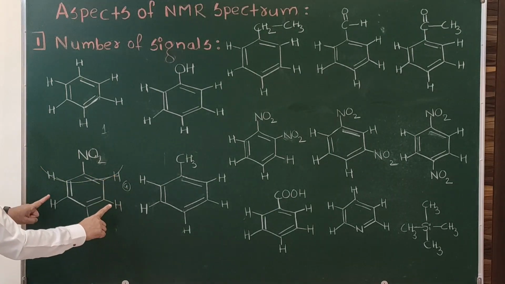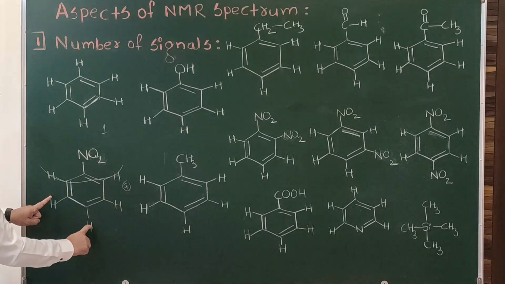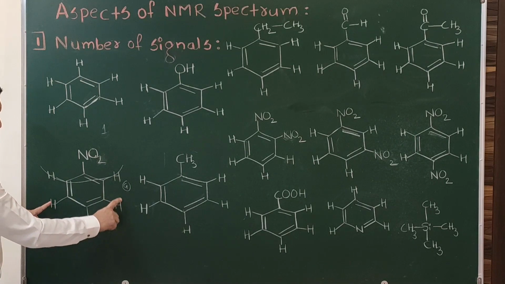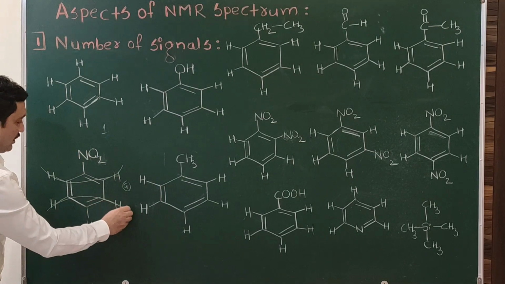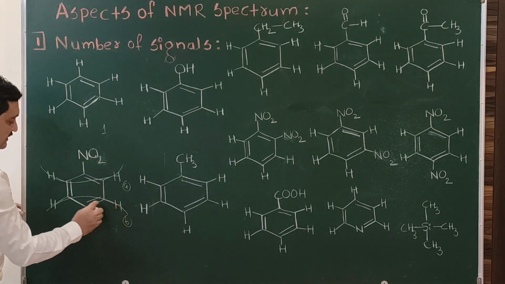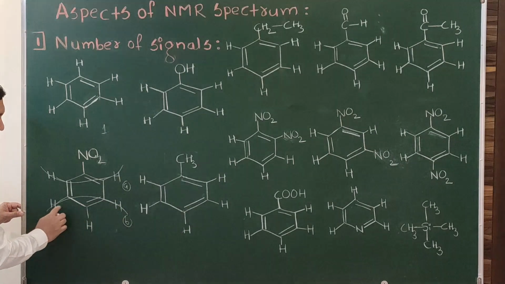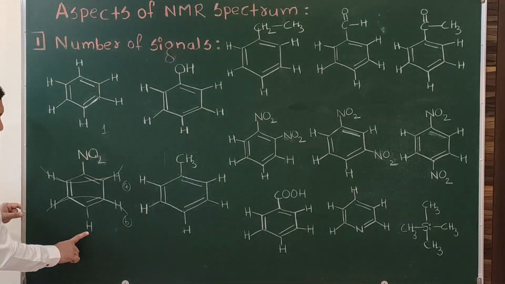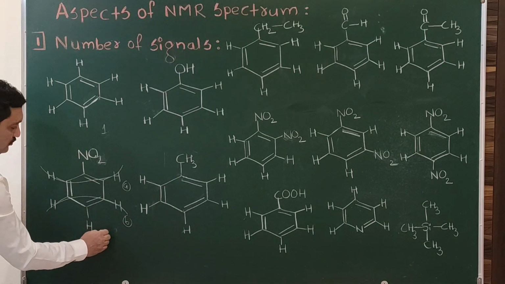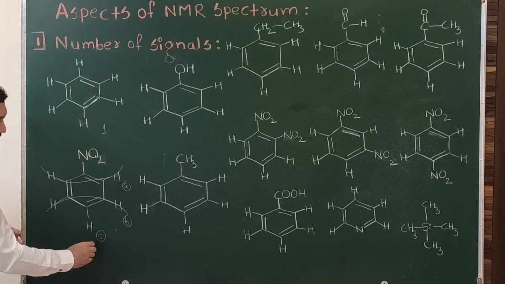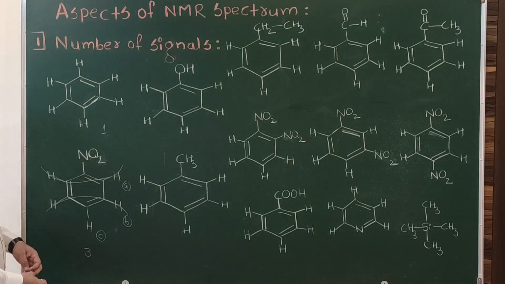Now we'll check whether these 2 hydrogens are equivalent or not. H on this side, this also has H, this also has H. NO2 next. These 2 hydrogens also have the same chemical environment. So they are equivalent. Collectively they will give only 1 signal. This is the hydrogen that differs from the rest of the hydrogens. It is away from the NO2. That will give the 3rd signal, that is C. So the number of signals will be 3.